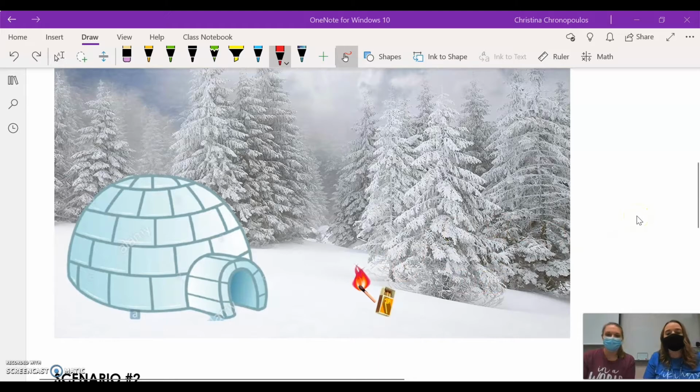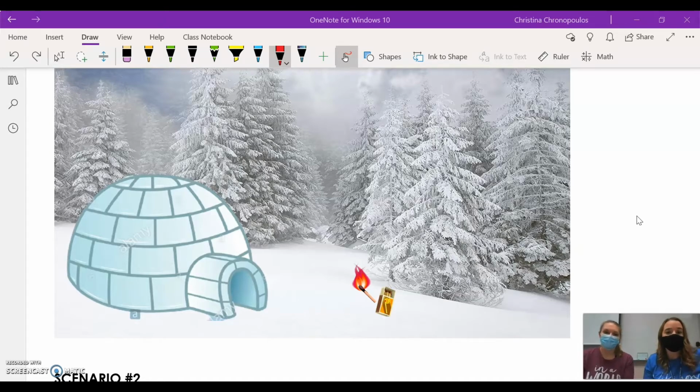We have an igloo and a single burning match. And in a scenario like this, if you were asked to compare the two substances' temperatures, you'd want to consider how fast or how slow the particles are moving within these two substances in order to determine which one has the higher temperature versus the other. So in our scenario here, comparing the igloo versus the single burning match, the single burning match has a higher temperature because on average, those particles are moving at a much quicker rate than the particles within the igloo.